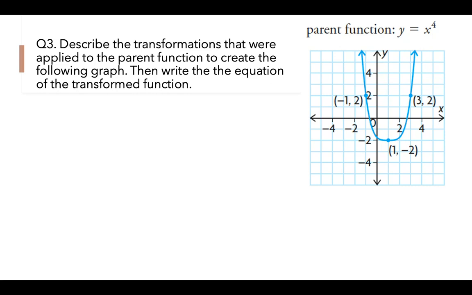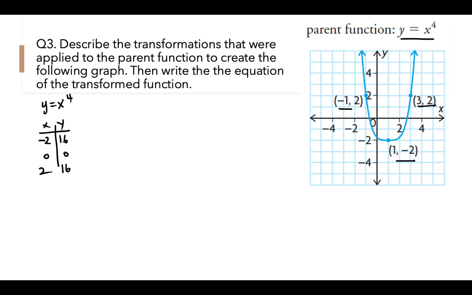So right now we know that the parent function is x to the 4. And these points are the transformed function. And they want us to write down the equation of the transformed function. So first, let's identify the parent function for y is equal to x^4. So it will be (-2, 16), (0, 0), and (2, 16).